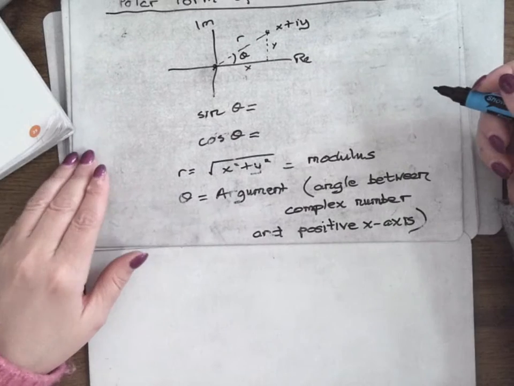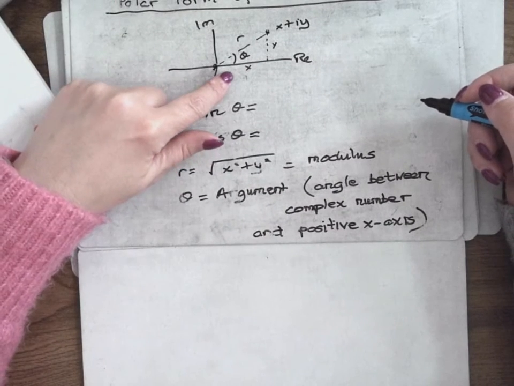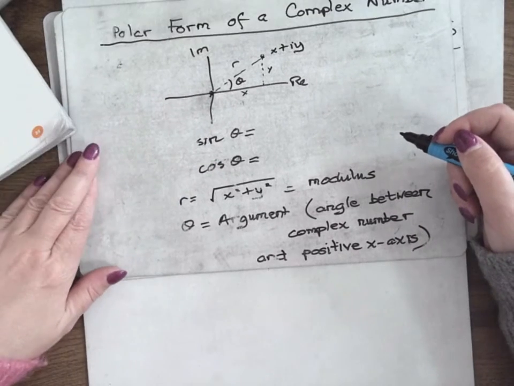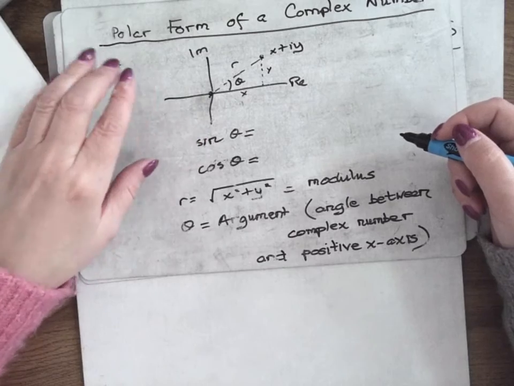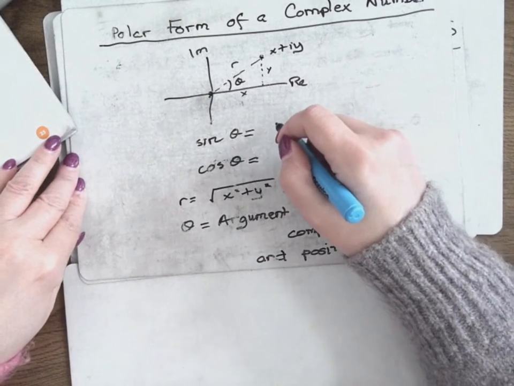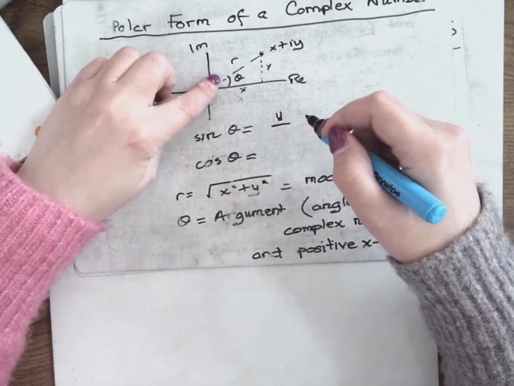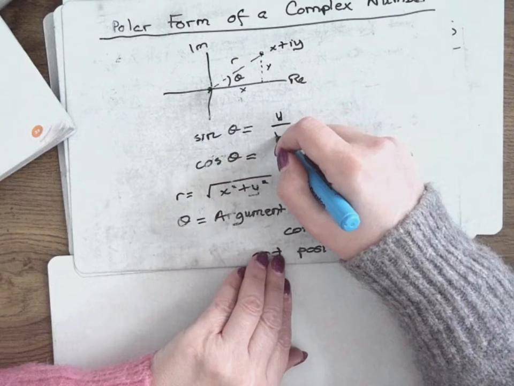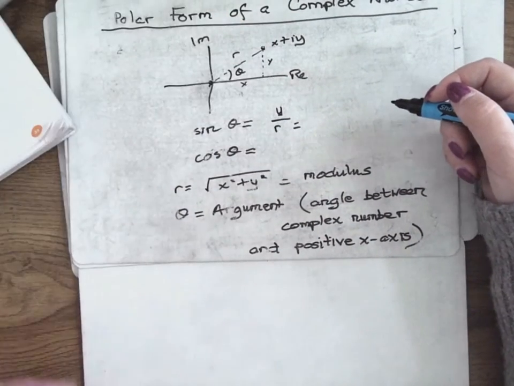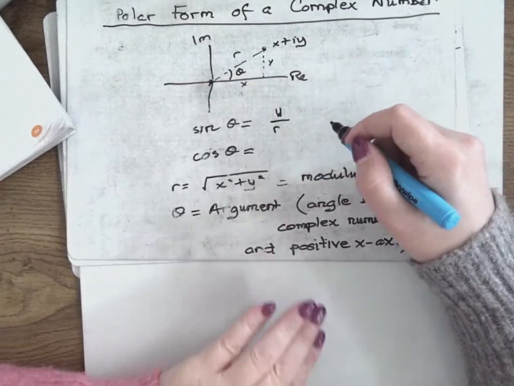So if we have sine of theta, we have a right angle triangle here, don't we? What would sine of theta be equal to? Sine is opposite over hypotenuse, agreed? What's the opposite to that angle? It's y. What's the hypotenuse in that triangle? r, which is the modulus. Remember, r is the modulus, the length of that line, which is the square root of a squared plus b squared. I can rearrange that, so I have y is equal to r sine theta.